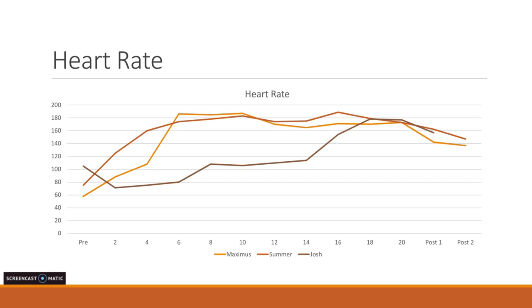Comparing Summer and Maximus's data, they both have a rise in heart rate up until around the 4th minute, before it starts to try and level out. However, Maximus, when he hits the 4th minute, his heart rate drops slightly, then rises and drops once more, and continues this pattern until the end of exercise.